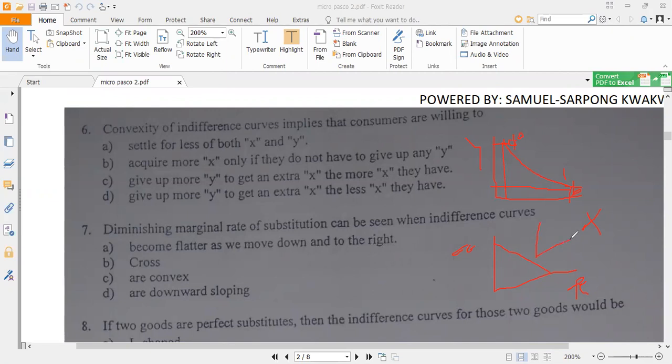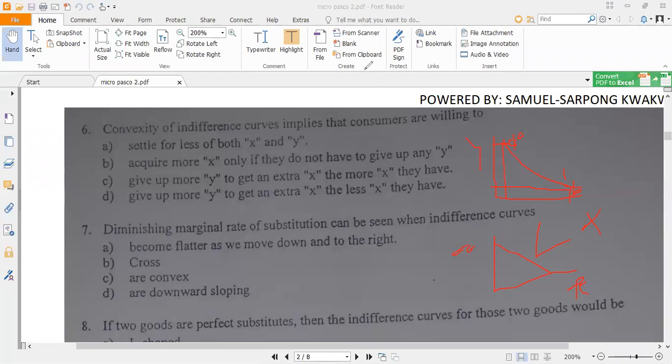If you have L-shaped curves, there's no level of substitutability at all. Something like your left shoe and your right shoe. How can you sacrifice one for the other? No, they are supposed to be consumed together. So there's no substitutability. We only have diminishing marginal rate of substitution when the indifference curve is convex to the origin.